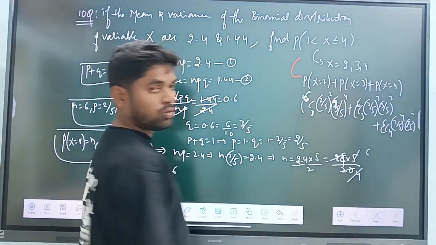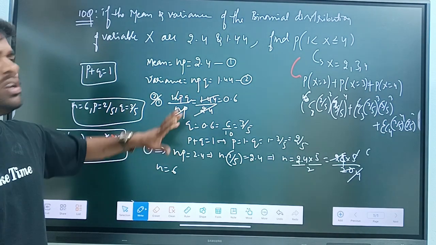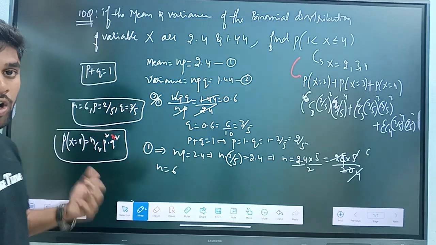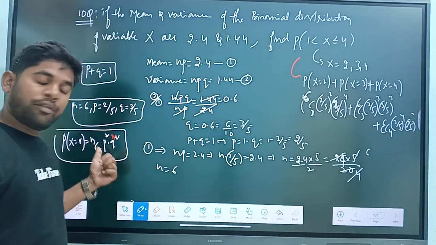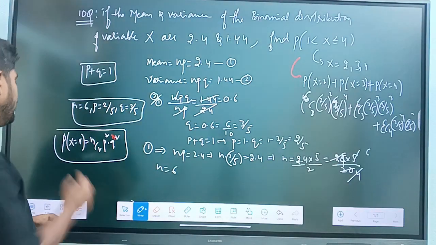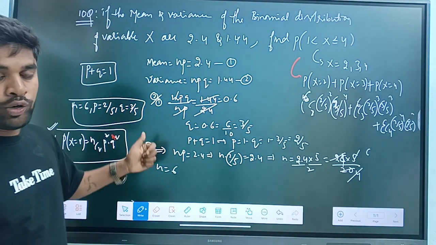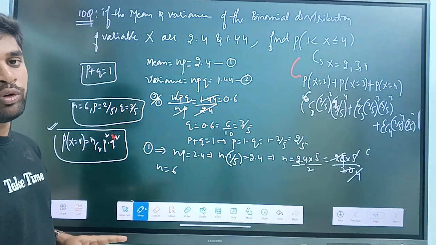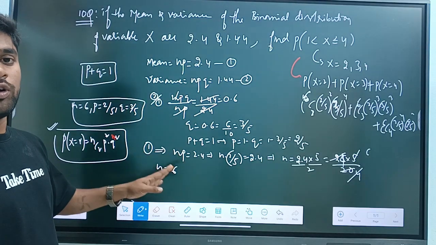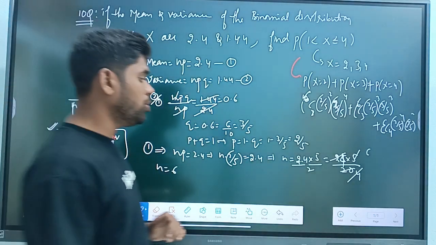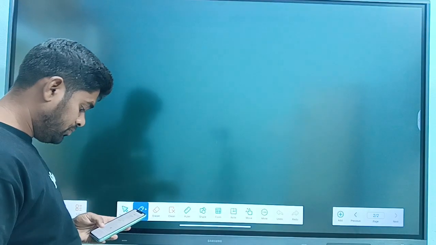But this is the 10th question. So simple: the mean and variance are given, some variable is given. Use the binomial distribution formula: the probability of exactly r successes equals nCr p power r into q power n minus r. You should remember this formula, and the mean formula n into p and the variance formula npq. Solving these gives you one variable, and since p plus q equals 1, find the other variable. From either one of the equations you get n. Then use this binomial distribution formula. Simple, done. So next, the 9th question.